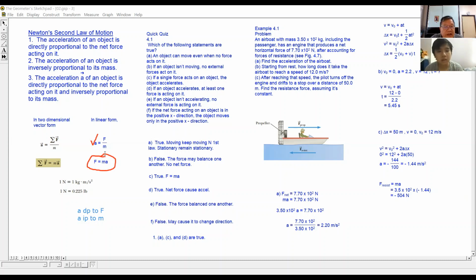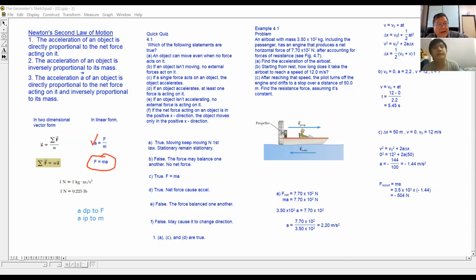So if it is inversely proportional, it means what? It means that if the mass is big, the acceleration will be small. If the mass is small, the acceleration will be big. This is the reverse of its relationship with the net force, right? For net force, the bigger the net force, the bigger the acceleration. The smaller the net force, the smaller the acceleration.